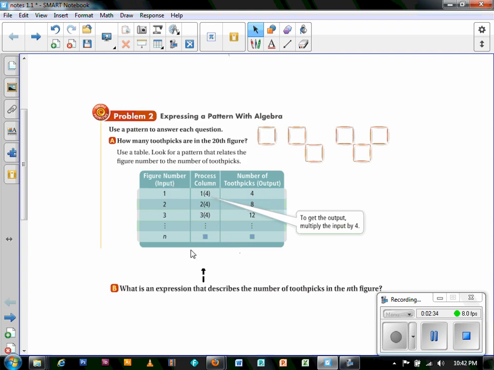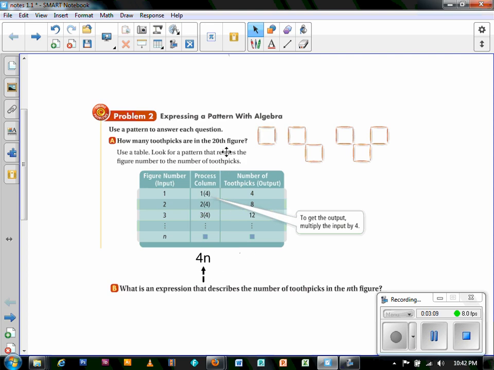Now this is a fairly simple problem because as you can see, if we multiply the input by 4, we get the output each time. That is our pattern, and that's what the process column helps us calculate. Now what we're going to do is assume it's the nth figure. We now take it times 4, and we created our first algebraic expression. This is 4 times n. Please don't put the multiplication sign in between. Multiplication is assumed to be there with 4n.